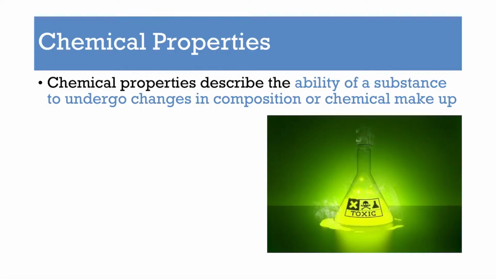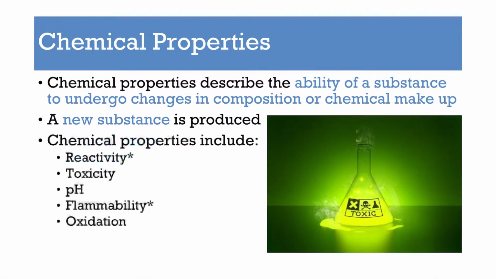So first, chemical properties. A chemical property describes the ability of a substance to undergo changes in composition or chemical makeup. So what that means is that when we're looking at these chemical properties, in order to look at them, a new substance is produced. Some of these properties include reactivity, toxicity, pH, flammability, oxidation.